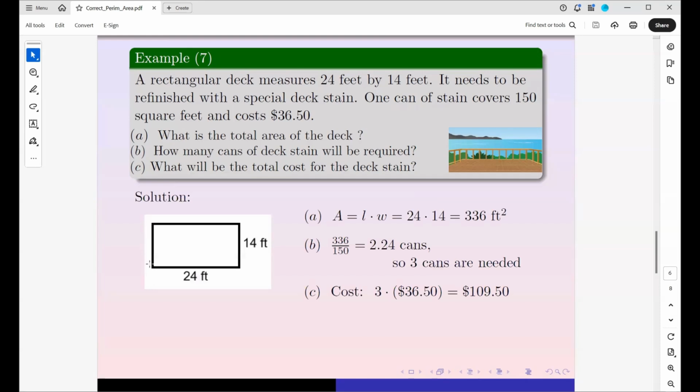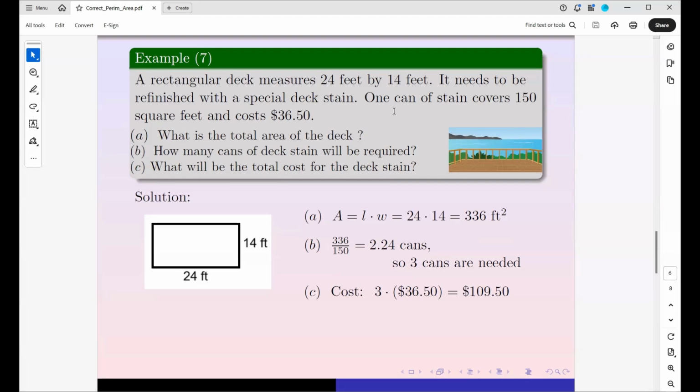We have a rectangular deck with 24 feet of length and 14 feet width. So we need to find the total area. We know that the area is equal to length times width. So we have 24 times 14, which if we type it on calculator, it should give us 336 square feet. Now for part B, how many cans of deck stain will be required?